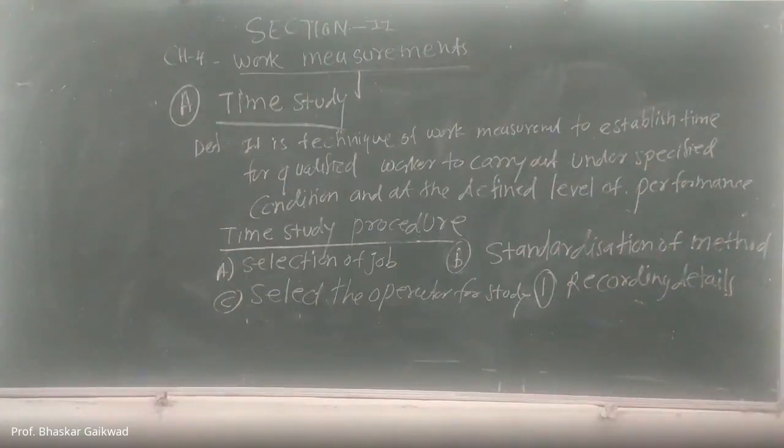Now, while recording, you can split that work into elements. Small work: fitting the job, clamping the tools, operating the saddles. So you can split that work into small elements and the time of each element needs to be recorded. Next, calculate the representative time of each element. Then convert observed times into normal times and add allowances.